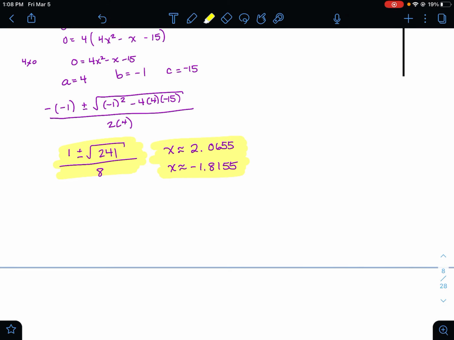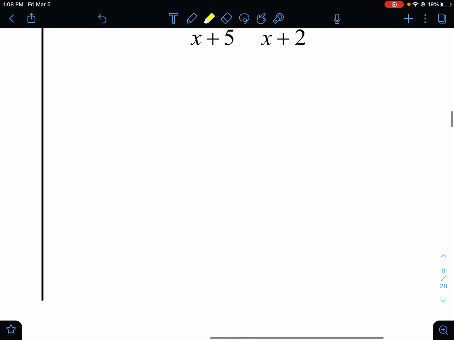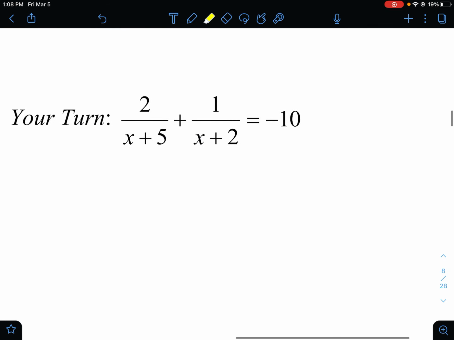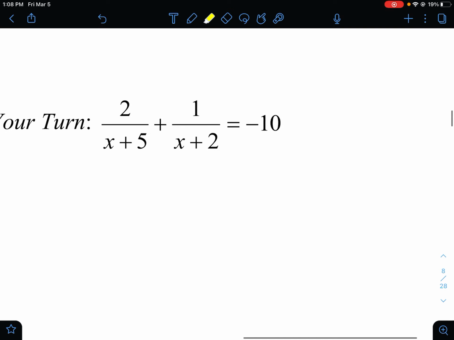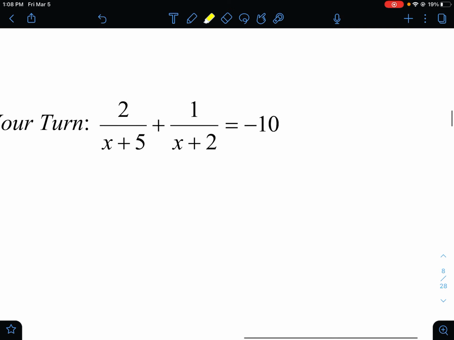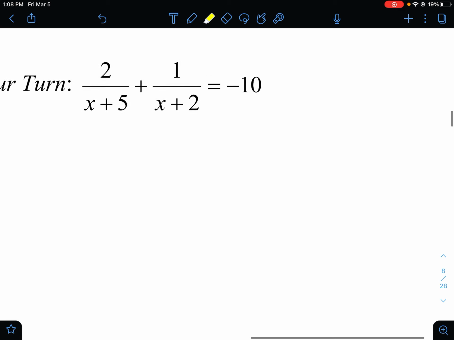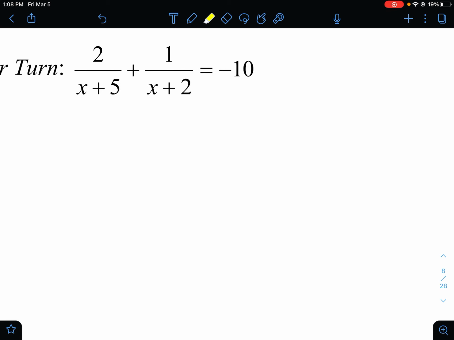So I want you to pause the video, take a second, and try this next your turn. I'm going to write the answer, that way you can check your answer when you're done, or we can go over it in class tomorrow. I will write you are going to need quadratic formula. So I'll give you that heads up. So pause it now, then come back and check your answer.